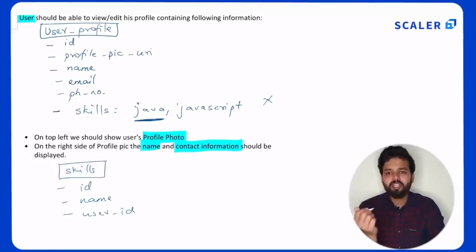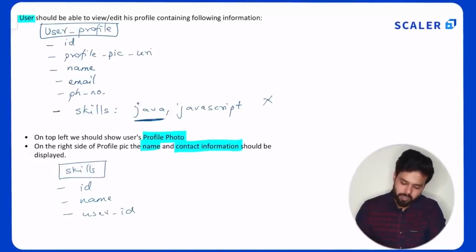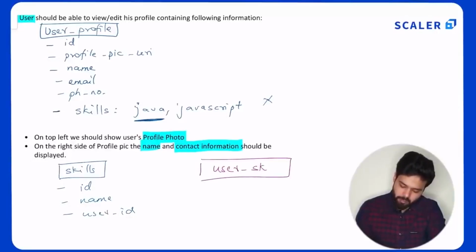To model a many to many kind of a relationship, what you should do is you should create a mapping table called user skills. Again, all our entities have an ID, so it will start with an ID. We'll also have a user ID here and skill ID.